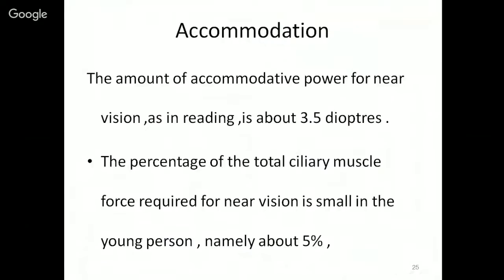Accommodation in general for near is about 3 to 5 diopters. The percent of the total ciliary muscle force required for near vision is small in the young person, about 5%, in some even less than 5, because as I mentioned before, children don't want to use their accommodation.